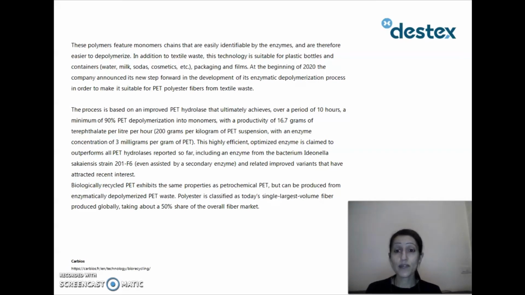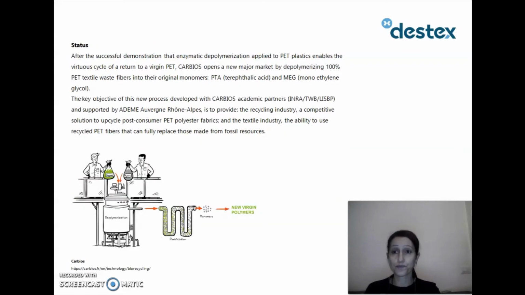Biologically recycled PET exhibits the same properties as petrochemical PET, but can be produced from enzymatically depolymerized PET waste. Polyester is classified as today's single largest volume fiber produced globally, taking about a 50% share of the overall fiber market. This technology enables depolymerizing 100% PET textile waste fibers into their original monomers, PTA and MEG.